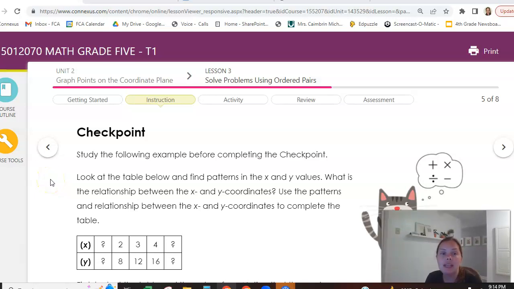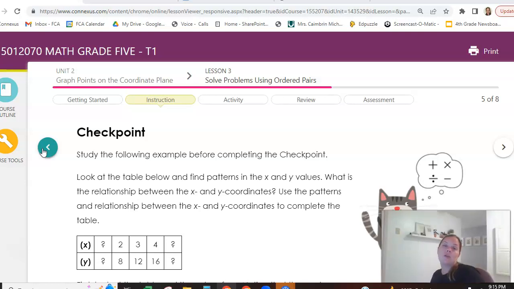All right. Hey, everybody. We are in lesson 3. So we're moving into a lesson that is going to have part of it will be a quiz. So we're going to talk about that a little bit. This is taking what we've already been working on with the coordinate plane and the ordered pairs and expanding on it a bit. I've gone ahead and moved us to page 5 here.